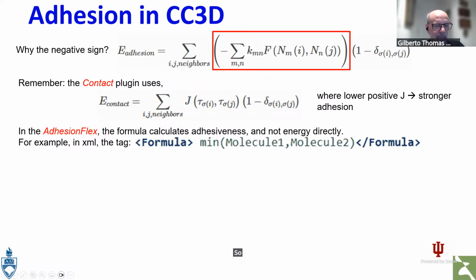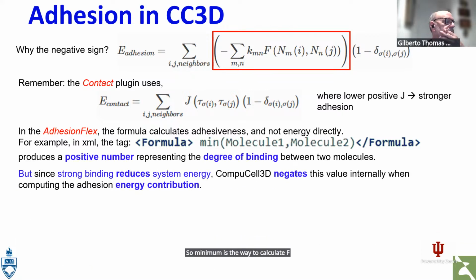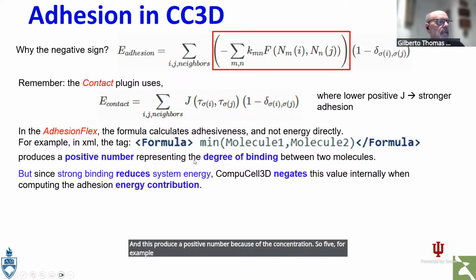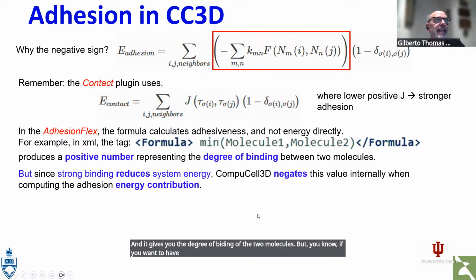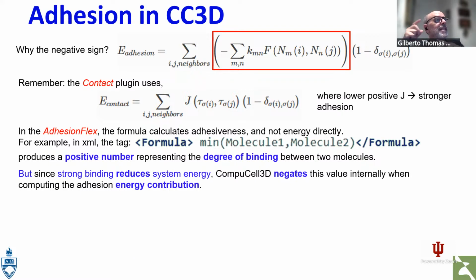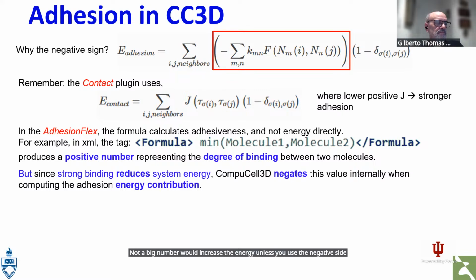So, continuing. The minimum is the way to calculate F. And this produces a positive number because it's a concentration. So 5, for example. And it gives you the degree of binding of the two molecules. But if you want to have a strong binding, you need a bigger number. But a big number would increase the energy unless you use the negative sign. Understood?